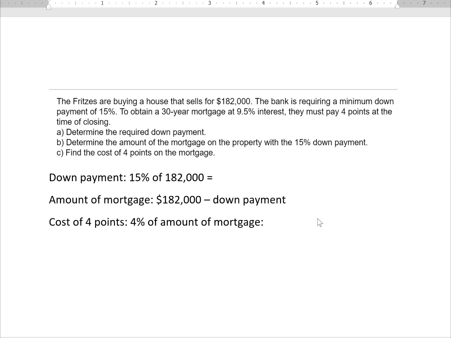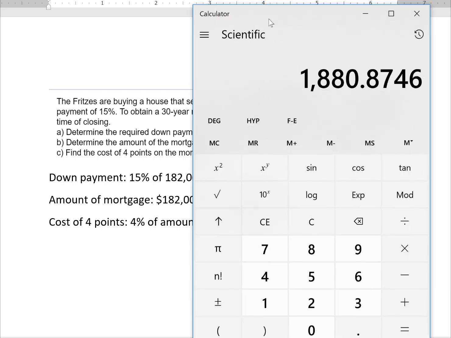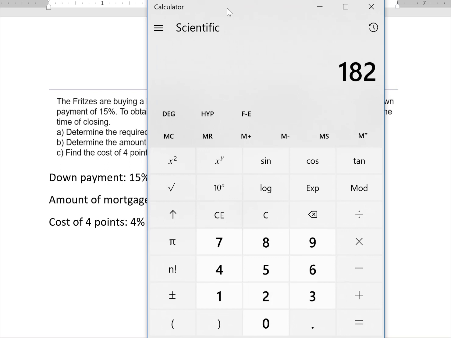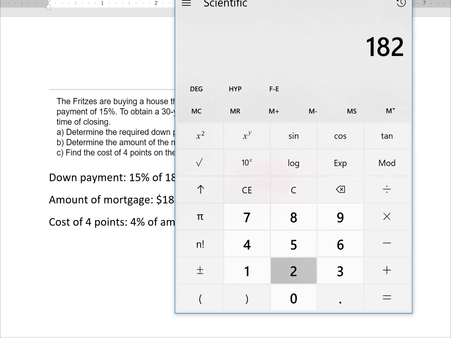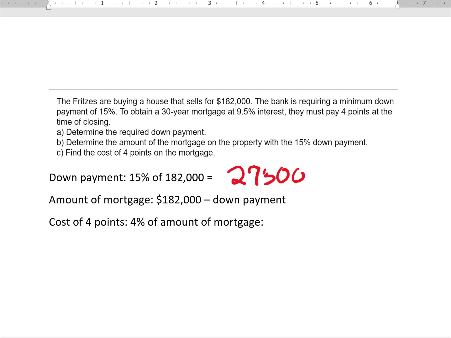So the down payment is going to be 15% of the $182,000. Take 182,000 and multiply by 0.15. So my down payment is $27,300. And then the amount of the mortgage is going to be 182,000 minus that down payment. I'm going to subtract the down payment of $27,300. So the mortgage amount is $154,700.